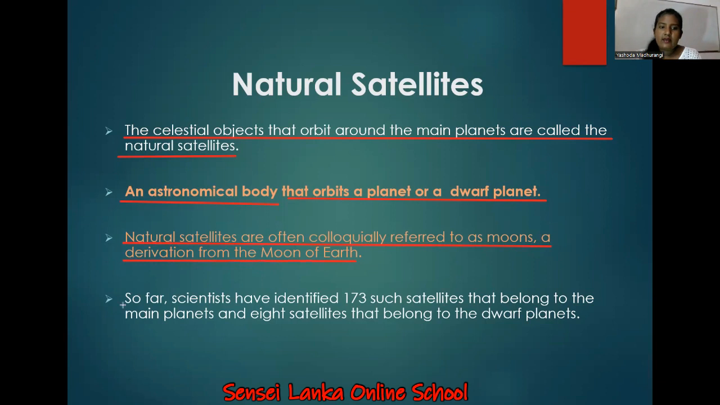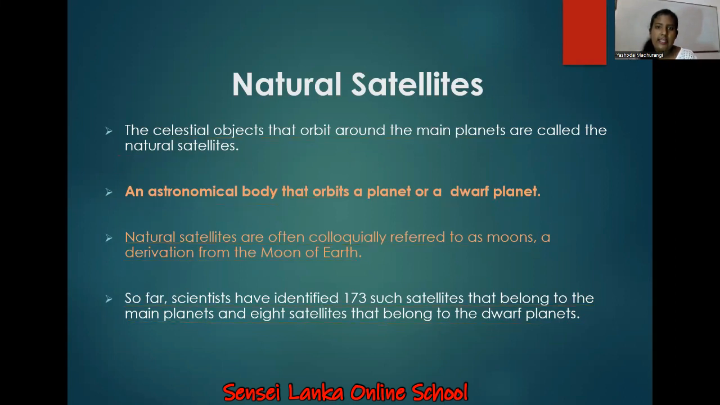So far, scientists have identified 173 such satellites that belong to the main planets and 8 satellites that belong to the dwarf planets. These numbers may be different with time because time to time, the scientists or the astronauts are finding a lot of new knowledge. So with the new knowledge in the world, these numbers can be changed. So up to now, these are the details about the natural satellite.